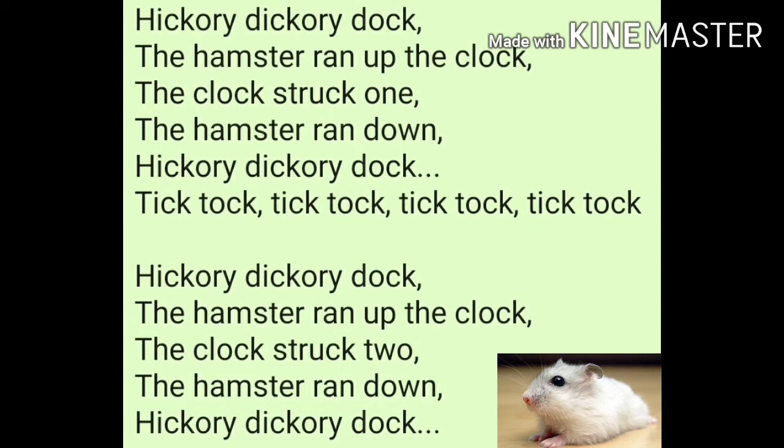Hickory dickory dock. The hamster ran up the clock. The clock struck one. The hamster ran down. Hickory dickory dock. Tick tock, tick tock, tick tock, tick tock. Hickory dickory dock. The hamster ran up the clock. The clock struck two. The hamster ran down. Hickory dickory dock.